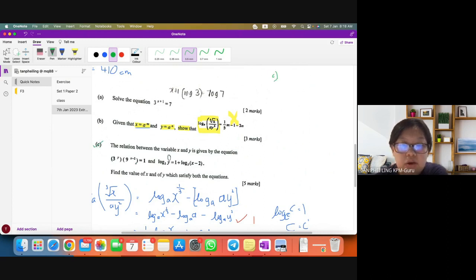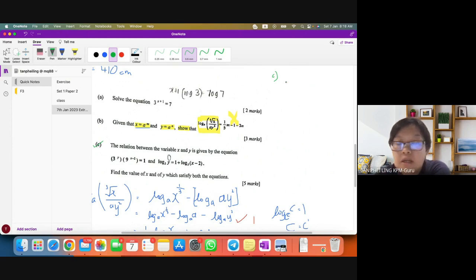So this one is very obvious. The relationship between variables x and y is given by this equation. Find the value of x and of y which satisfy both the equations. It's very clear that this is simultaneous, and that simultaneous has log put in. So this is the trend now. Simultaneous will no longer be just x and y. They can combine with indices, they can combine with log. They can also insert these into your simultaneous equations. So that's the trend.